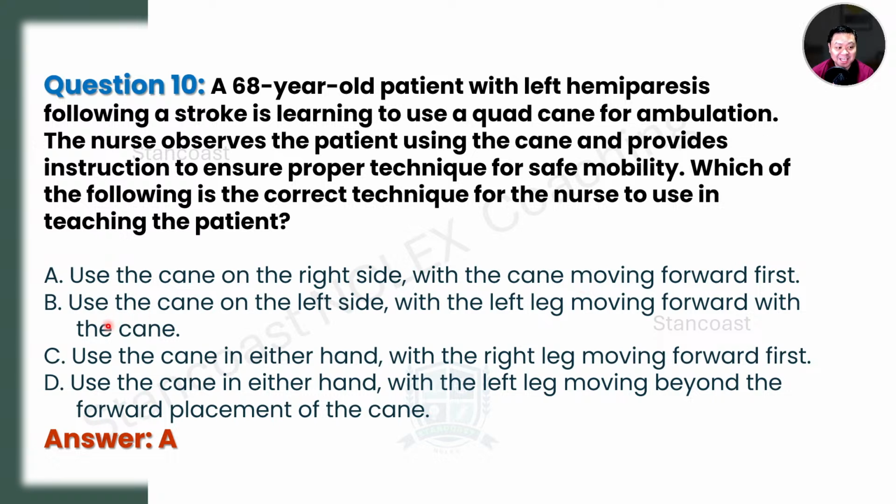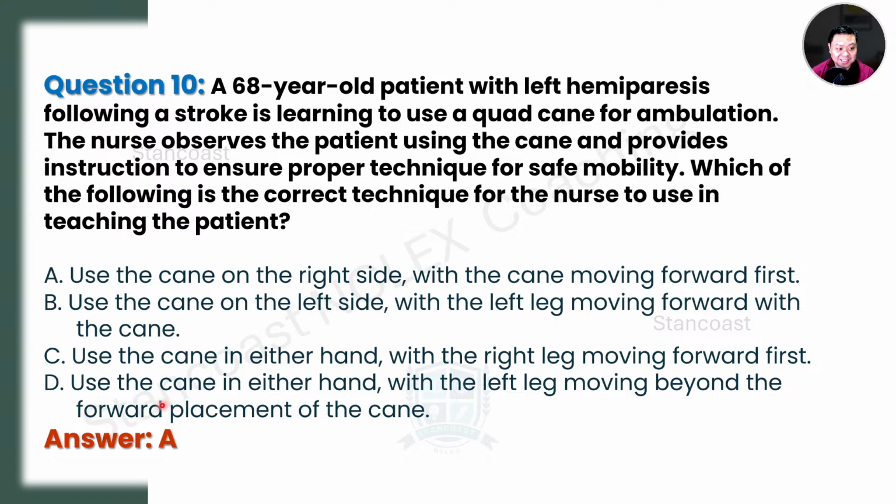Now, if you select letter B, use the cane on the left side with the left leg moving forward with the cane, well, this is a red flag. It doesn't provide adequate support to the unaffected side during ambulation. If you selected letter C, this is also incorrect. It lacks the specific technique for moving the cane with the leg, which is very important for balance. So moving the right leg first without proper cane placement can lead to the patient's fall.